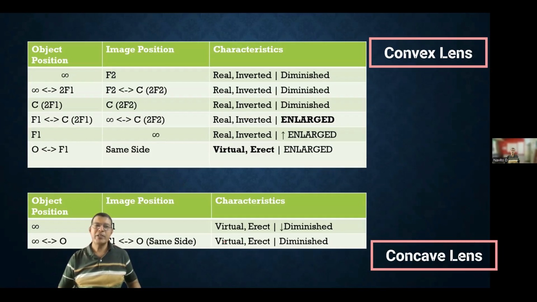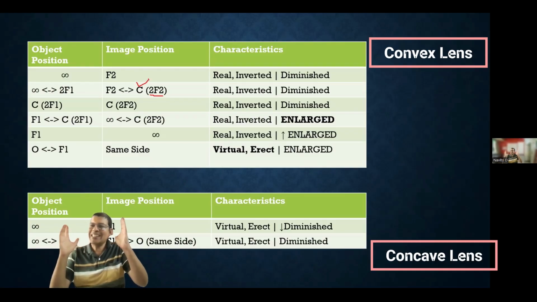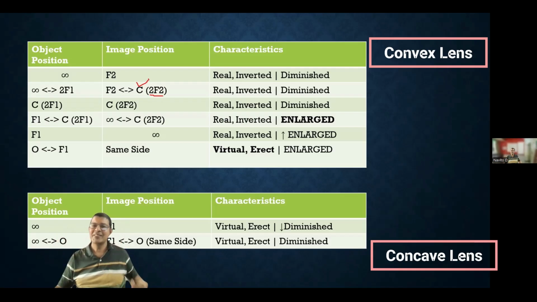So this is a tabular representation. I have denoted 2f2. You can imagine it as the center of curvature itself. You can just imagine it in your mind so that you can remember it. Okay. So these are the tabular representation.